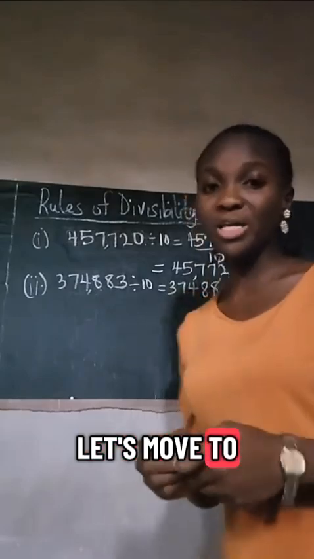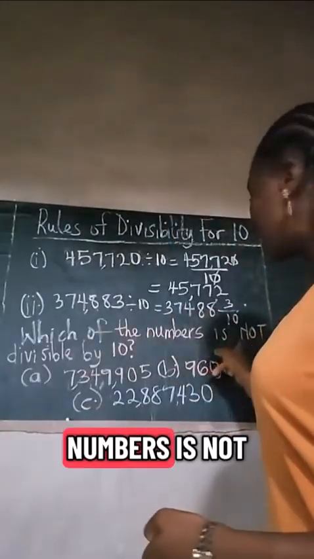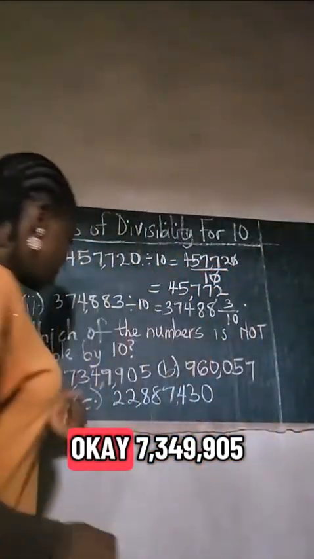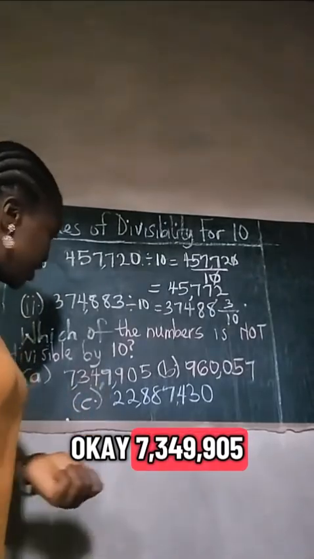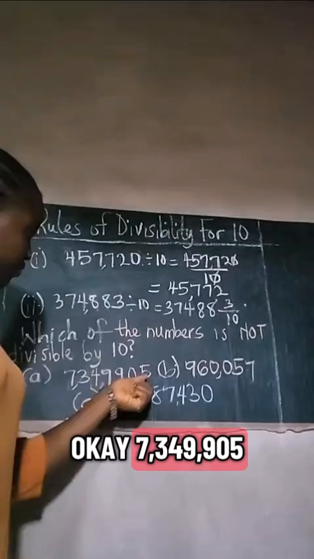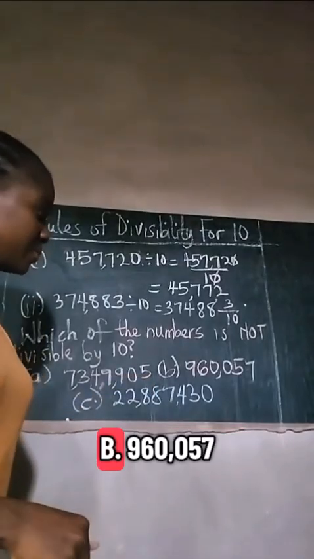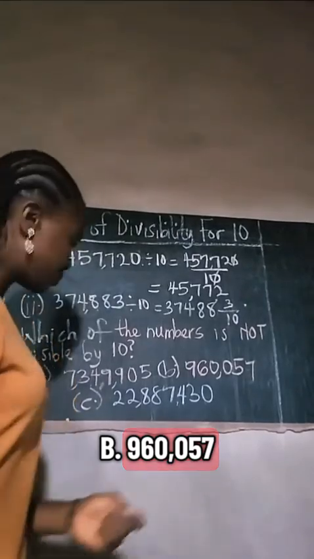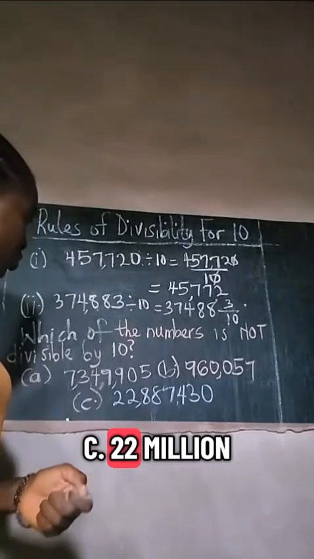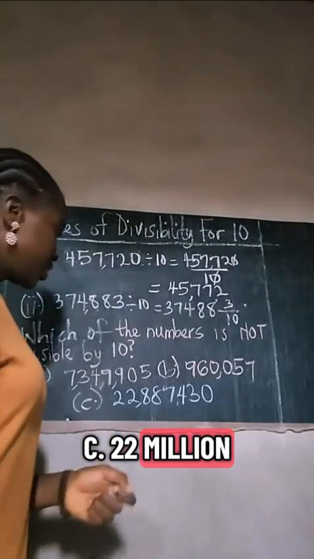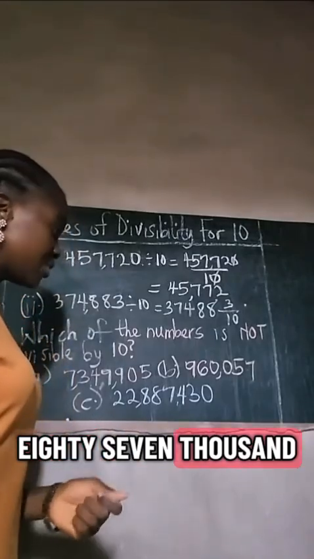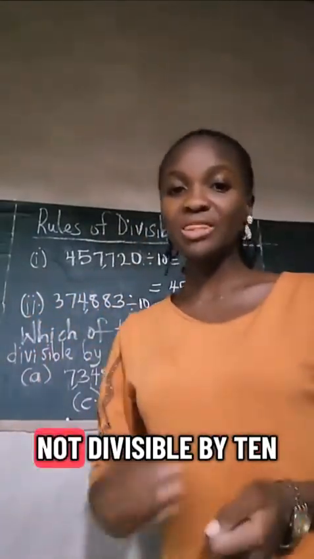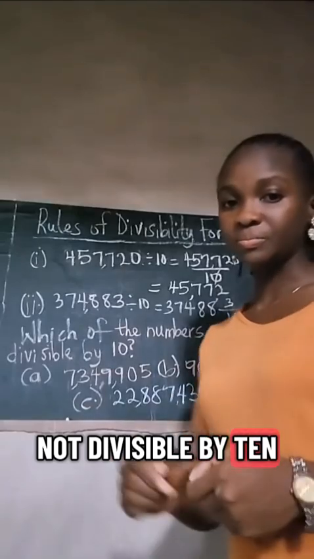So let's move to our exercise for the week. Which of the numbers is not divisible by 10? A, 7,349,905. B, 960,057. C, 22,887,430. So which of these numbers is not divisible by 10?